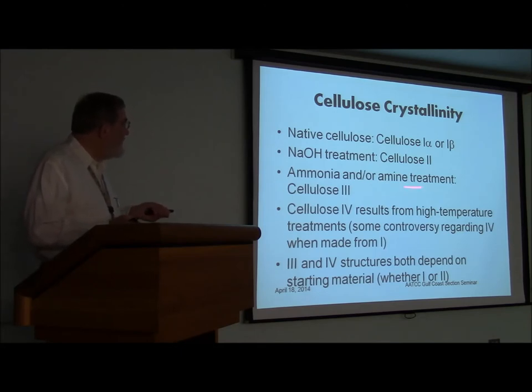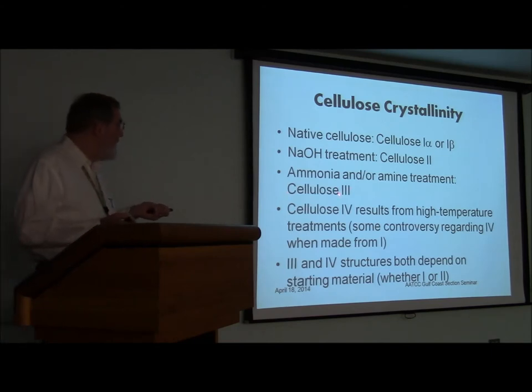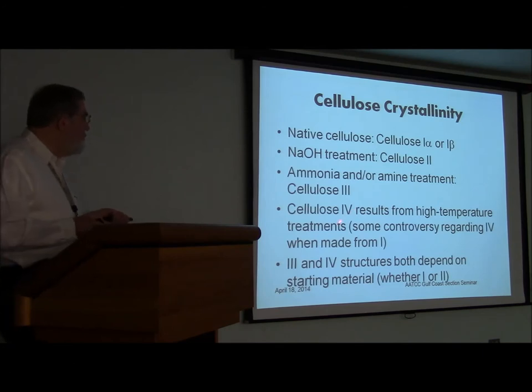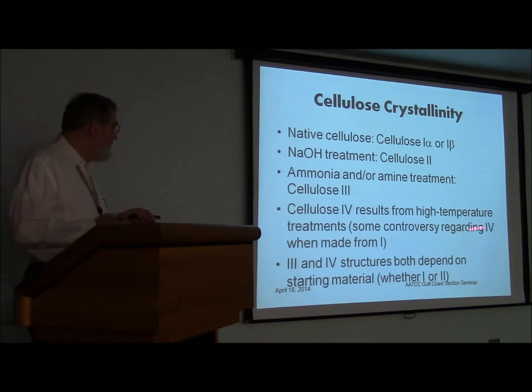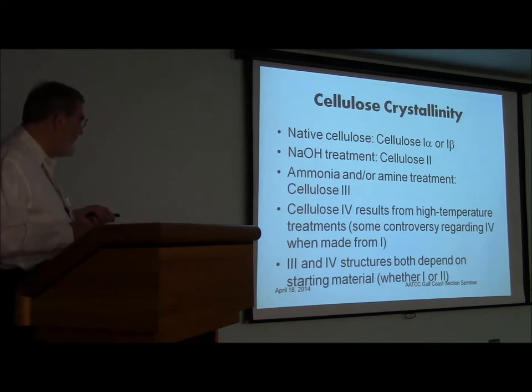If you give any of these forms an ammonia treatment or an amine treatment, and evaporate the ammonia or amine, you'll get cellulose 3, and the patterns are actually for different structures. They look very similar, but it depends on whether you made it from 1 or from 2. You get 3s of 1 or 3s of 2. Cellulose 4 results from high temperature treatments, and there's quite a bit of controversy regarding cellulose 4, especially when it's made from 1. People say, well, maybe you've just decrystallized the 1. The cellulose 2 converted into 4 is very distinctly different.